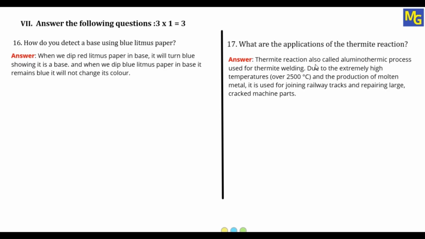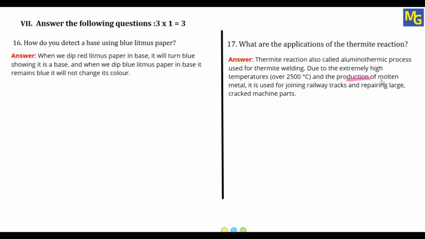So the answer is, thermite reactions are also called aluminothermic processes, used for thermite welding. Wherever there is welding in which we require a high amount of temperature, those weldings are called thermite welding, and in such cases we use these thermite reactions. Due to the extremely high temperature, over 2500 degrees Celsius, the heat generated is so high.